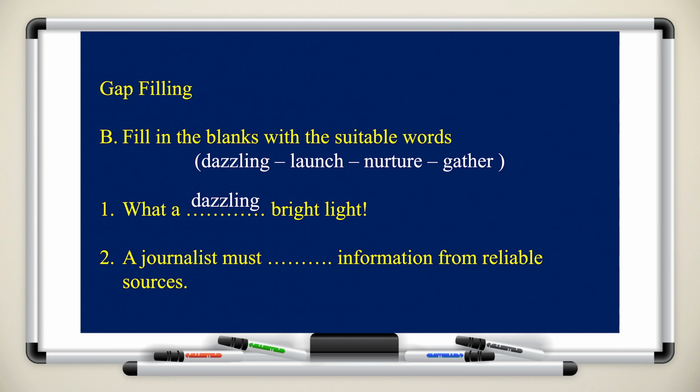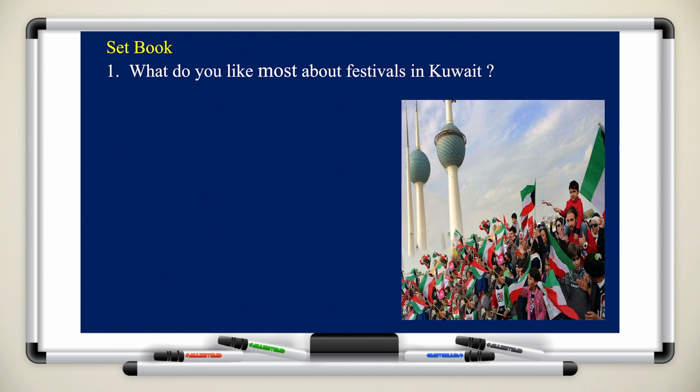How about number 2? A journalist must blank information from reliable sources. Look at the words between the brackets. Try to answer. If your answer is gather, then you chose the correct answer. Now, we are done with the vocabulary, and now let's go through the set book questions.